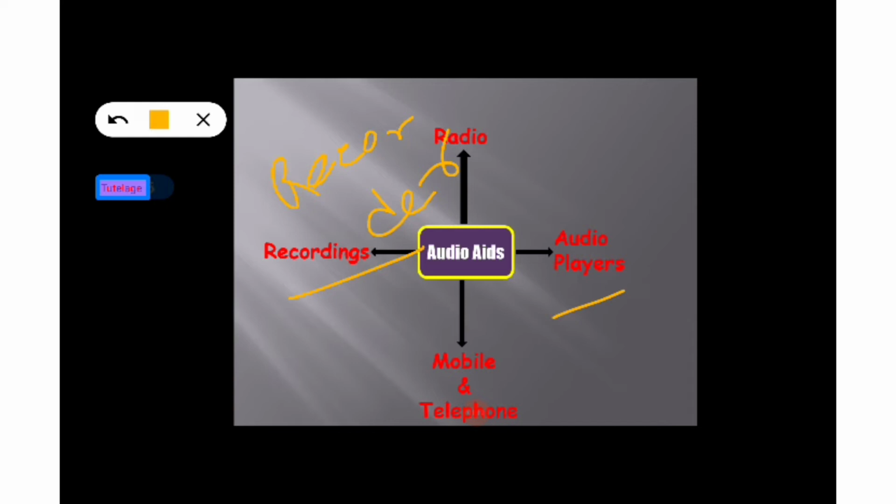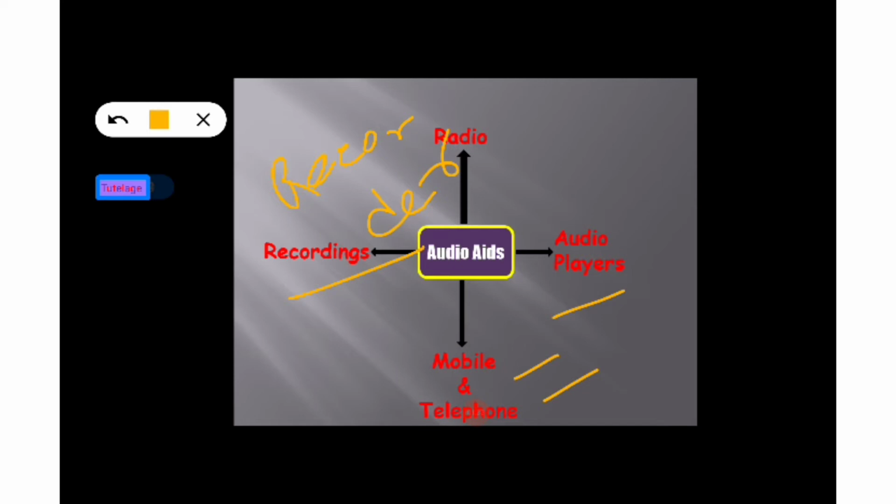For affordable recording, students can make use of the recorder in their phone also. So the next examples are the mobile and telephone. You all know how we use the mobile and telephone as an audio aid. So I think this is clear to everyone: what audio aids are and what the examples of audio aids are.